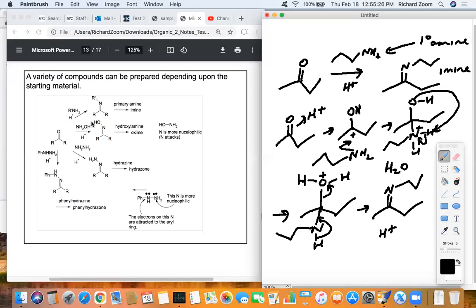In the case of hydroxylamine, the N is more nucleophilic than the O. So again, it's what attacks the C double bond O and not the OH. Does anybody have any questions?